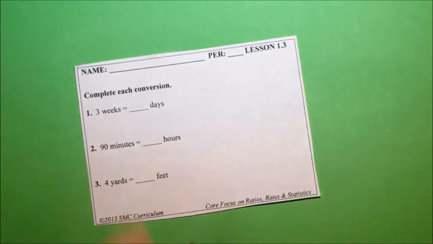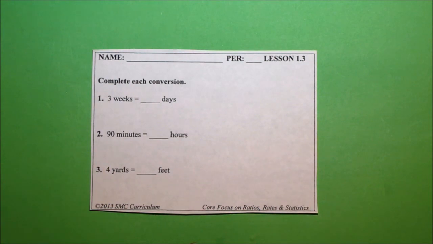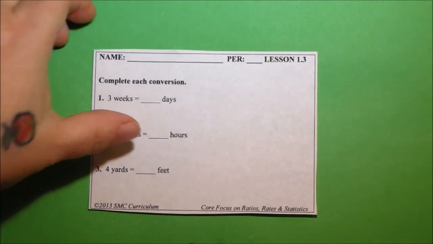That leaves us with our exit ticket. As usual, I don't give you the answers or show you how to do these. This is for extra practice if you choose to take it. Okay, so that is lesson 1.3 out of our Rates, Ratios, and Statistics book. Remember, the only way to learn math is to do math, and mistakes are proof that you're learning.